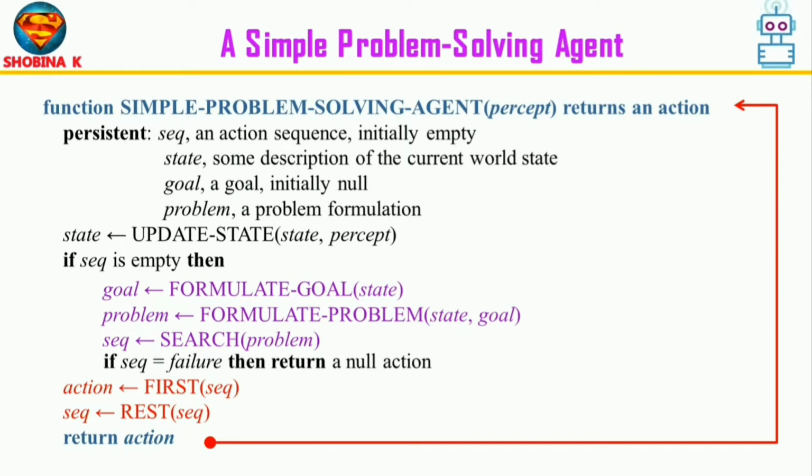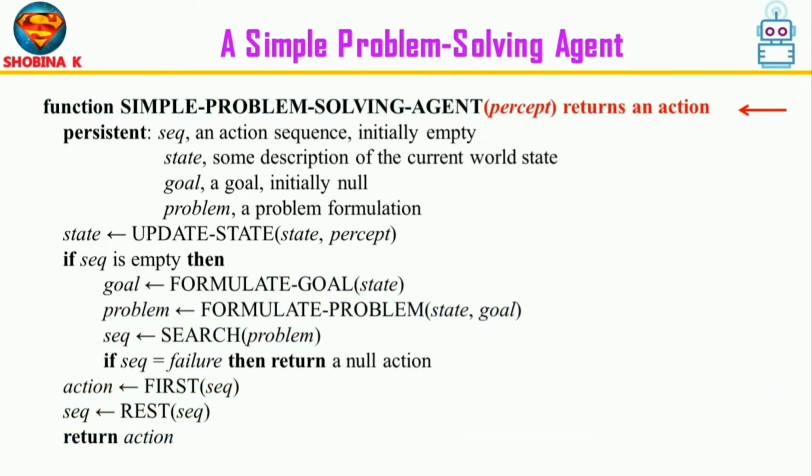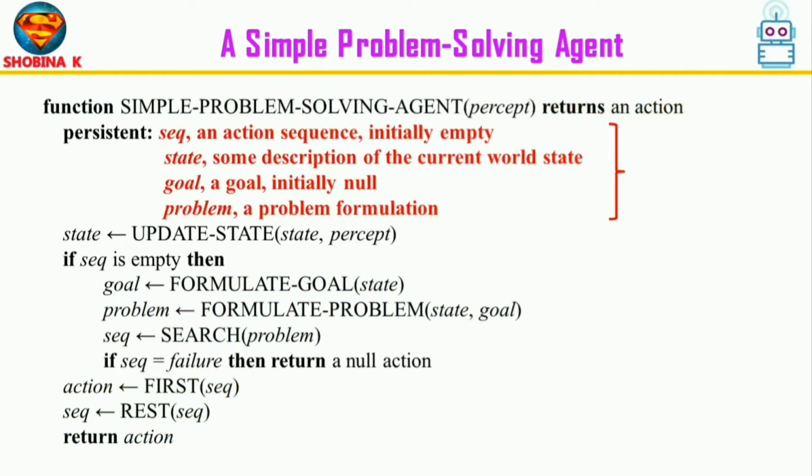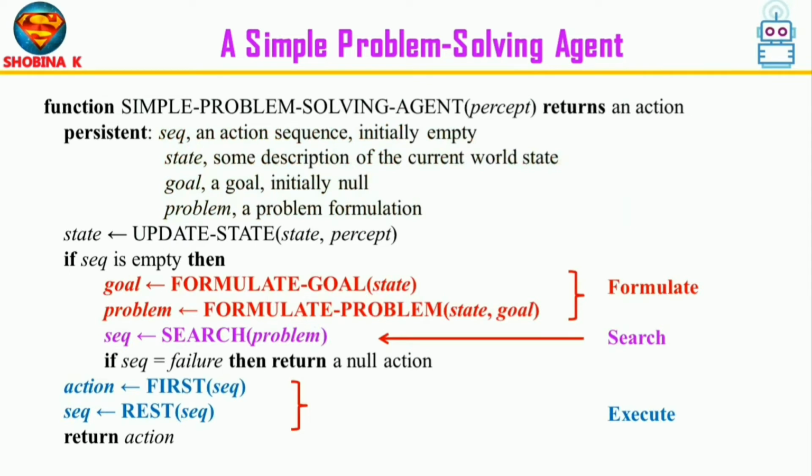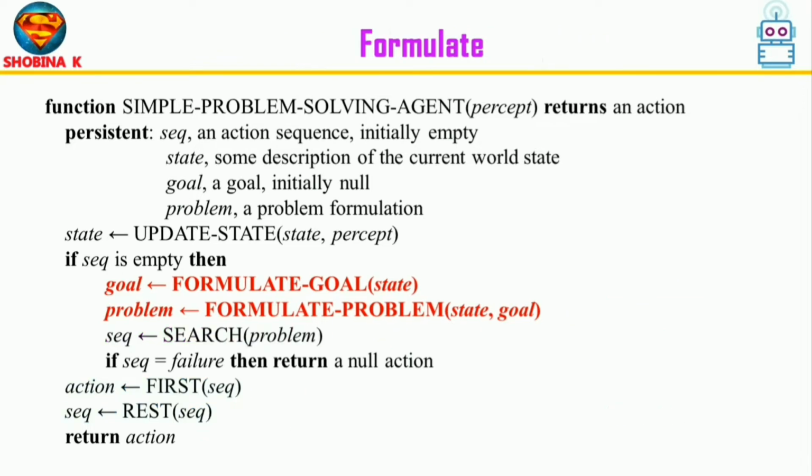And this is the pseudocode for the simple problem solving agent. You can see the agent takes its input as the current percept and returns an action. This agent maintains a sequence of actions, which is initially empty, and it maintains the state which describes the current world state, and it maintains a goal which is initially null, and it maintains a problem which is the problem formulation. When we look at the body of the pseudocode, we have three basic steps. First, we need to formulate a problem, we need to search for a solution to the problem, and we need to execute the solution. And these two lines of code will formulate the goal and formulate the problem.